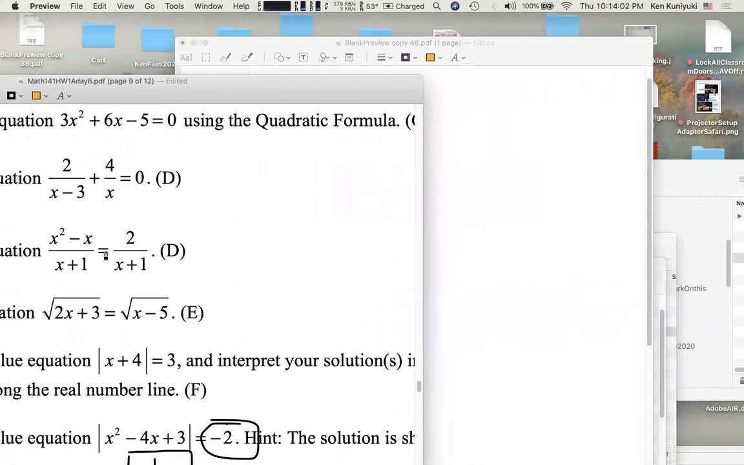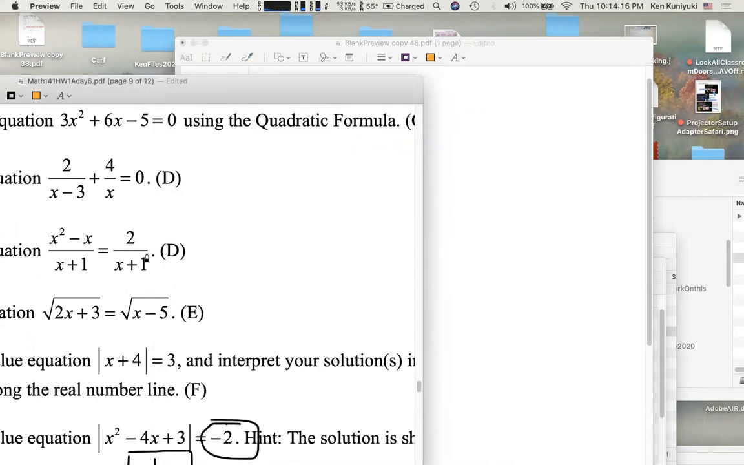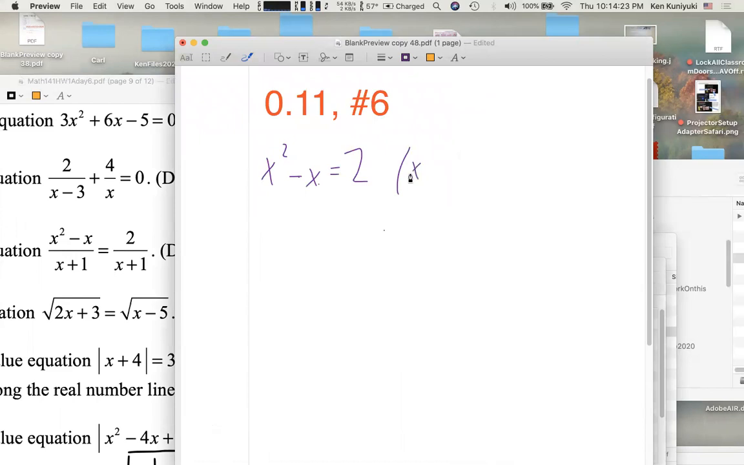Now I'm going to multiply both sides by x plus 1. All right, so I get x squared minus x equals 2. Now, one thing you have to worry about is that when you multiply both sides by x plus 1, you're hiding a restriction. Because x cannot be what number? X cannot be what makes the bottom 0? -1, right? So there's a restriction you're hiding as you solve this equation.